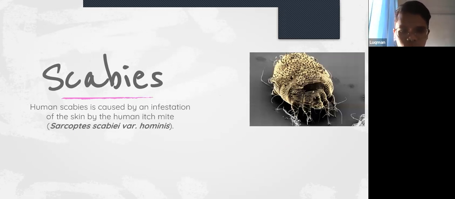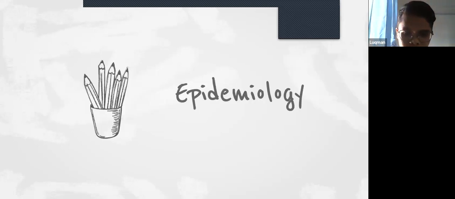Scabies is caused by the organism named Sarcoptes scabiei hominis. It is one of the parasitic mites which infest under the skin of the human at the level of the stratum corneum, which is the outermost layer of the skin. And you can see in the picture, that is the picture of the organism.